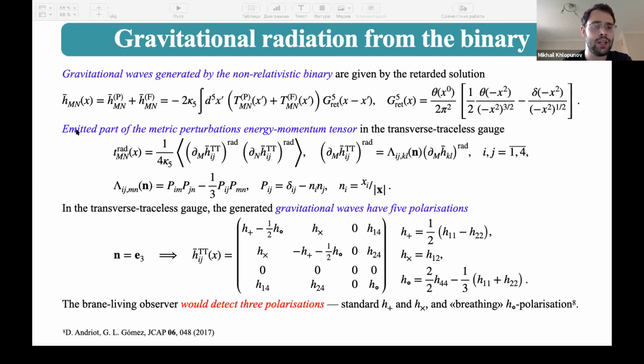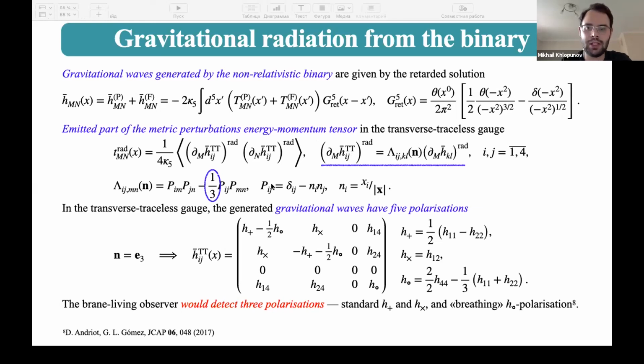According to the Rohrlich-Teitelboim approach to radiation, we will consider only the emitted part of the metric perturbations energy momentum tensor, which is calculated in the transverse traceless gauge. It has this very simple form, and the transverse traceless part is computed by analogy with Weinberg's textbook, for example. And here we note that we can calculate the transverse traceless part of the fields from the Lagrange part of the fields derivative, because the derivative of the lambda tensor doesn't contribute into the Lagrange part of the field, and the lambda tensor is a bit modified due to the increased dimensionality of the space-time.